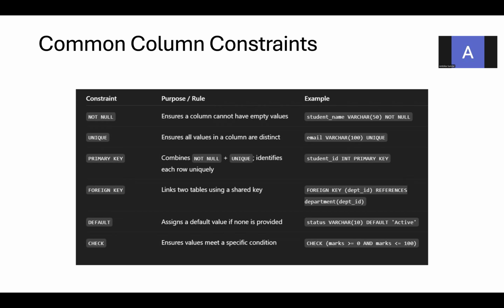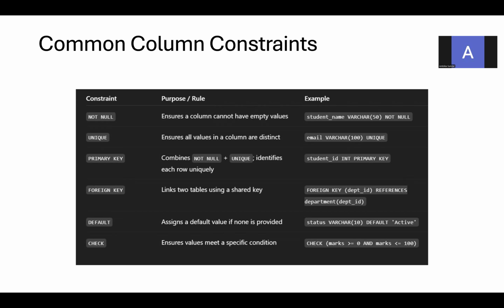Primary key combines not null plus unique, and identifies each row uniquely. Student ID is an integer primary key. Foreign key means it links two tables using a shared key. That is, you are going to connect the related tables. Foreign key department ID references department of department ID. So this department ID, I'm going to use as a foreign key in another table where it is going to refer to the department ID from the department table. This is the way I'm going to design the foreign key. The primary key from one table will be shared as a foreign key in another table.